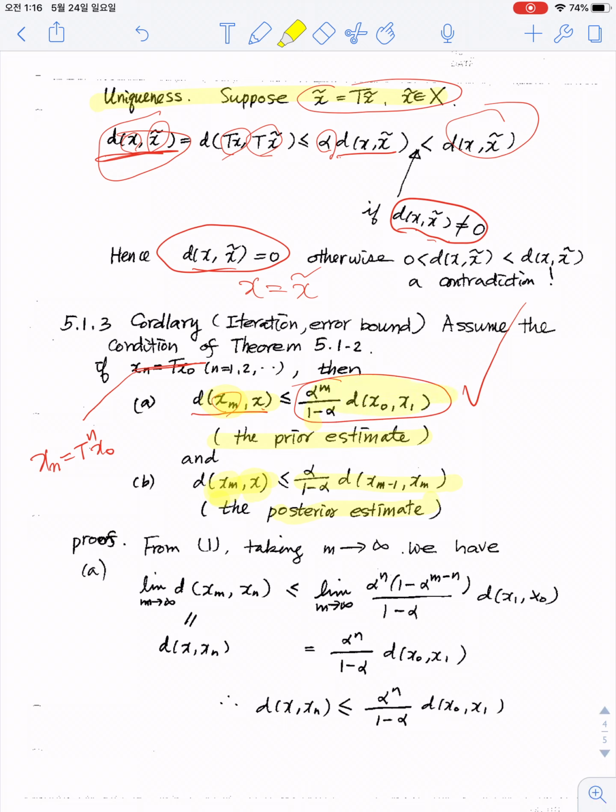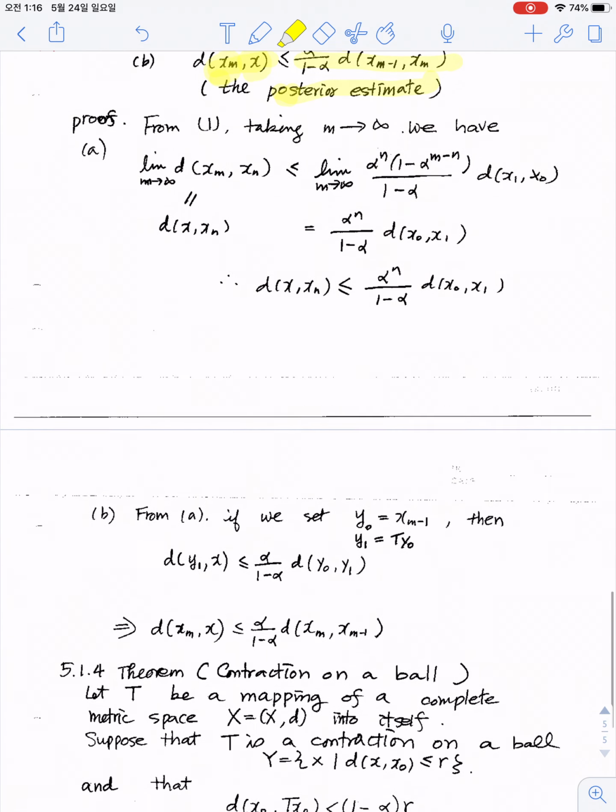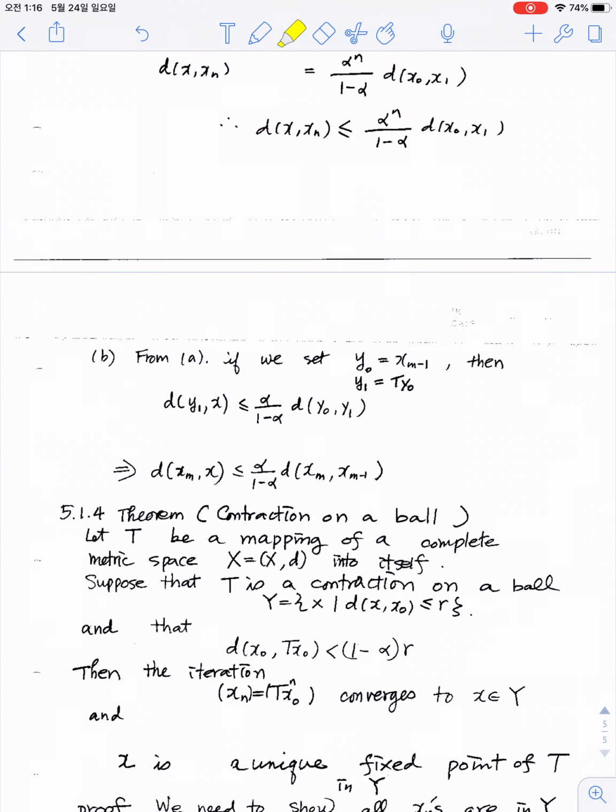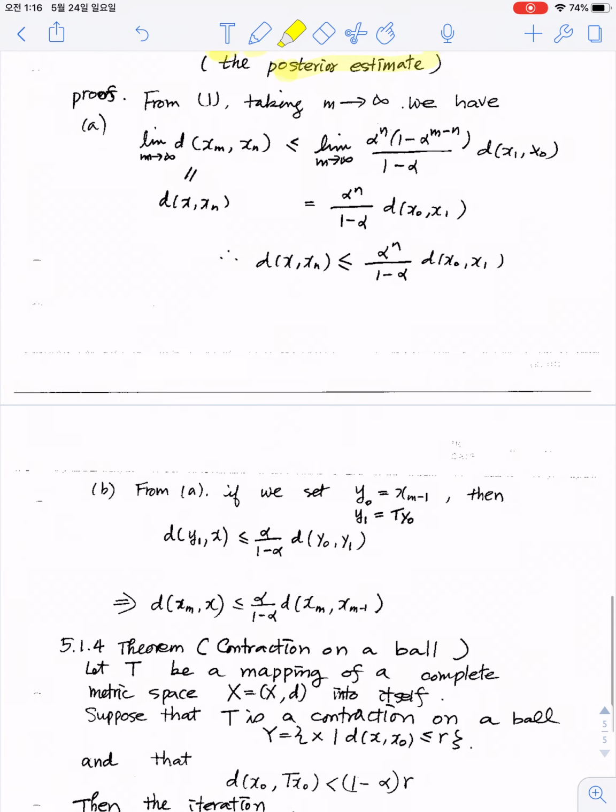That's why in numerical analysis you need the approximate solution, right? We cannot find the exact solution numerically. Well, if you're lucky, then you can find it, but it's very difficult to find the exact solution. So we have an approximated solution, and we need to estimate the difference between these two solutions. That is called the a priori estimate and the a posteriori estimate. The proof of this one is not difficult, so I'm going to skip it.